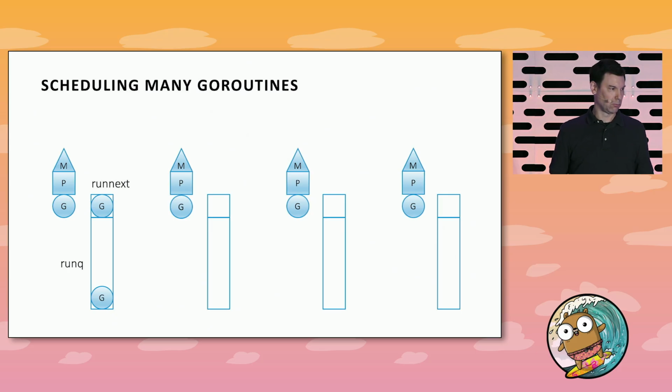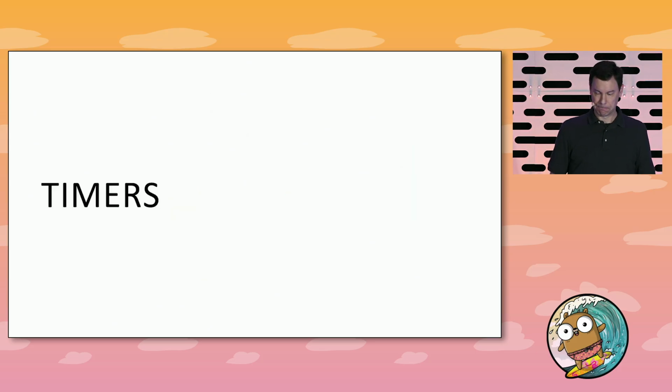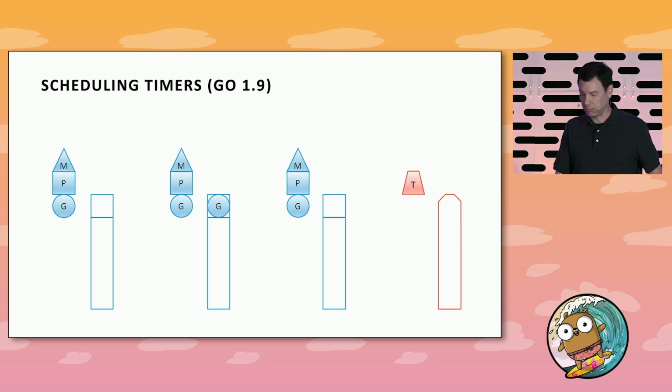So how does this work with timers? I'm going to replace one of our run queues with a timer queue. So we'll just go with 3 Ps for now. The timer queue is where Go routines go to sleep. And they're held separate from the Ps and the Ms. And of note, this is how Go 1.9 works. There's only one timer queue in Go 1.9. That's a foreshadowing, by the way.